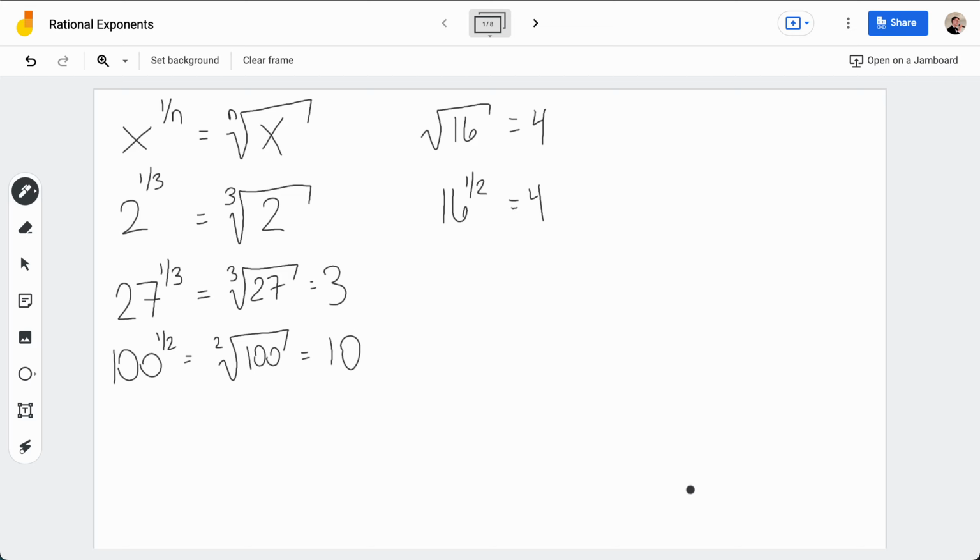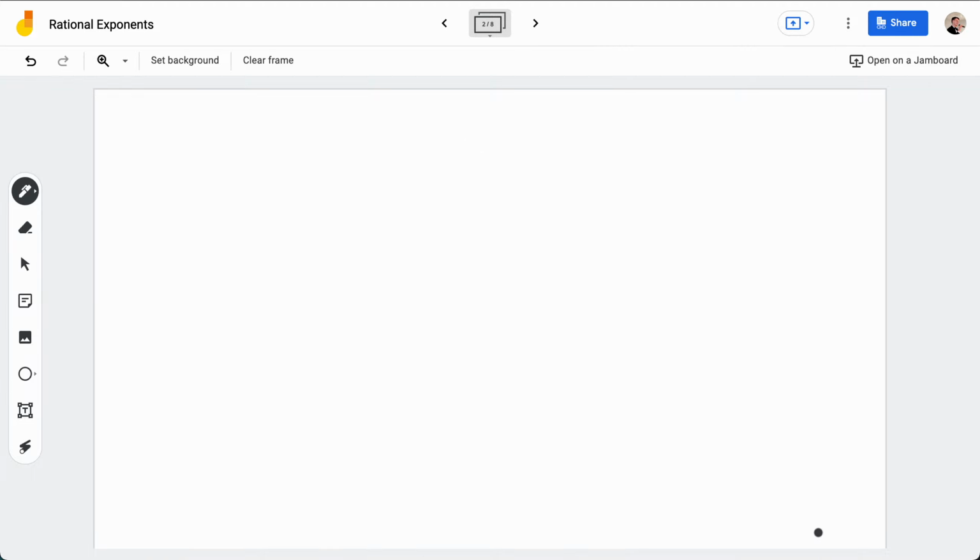Okay, so that's how you deal with rational exponents when the numerator is just a 1. It changes a little bit when you have something in the numerator, but it doesn't get that much worse. So suppose I have, instead of 27 to the 1/3, 27 to the 2/3.